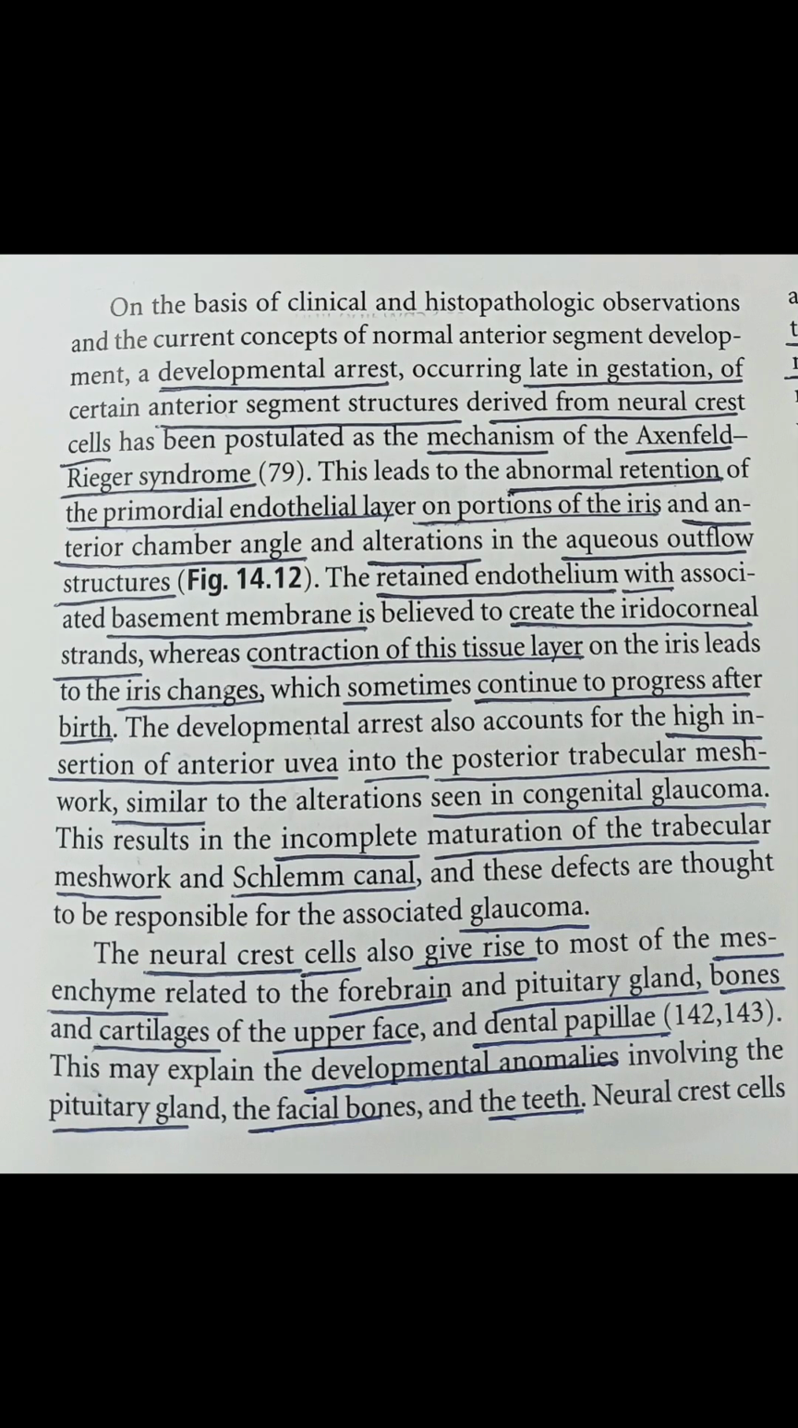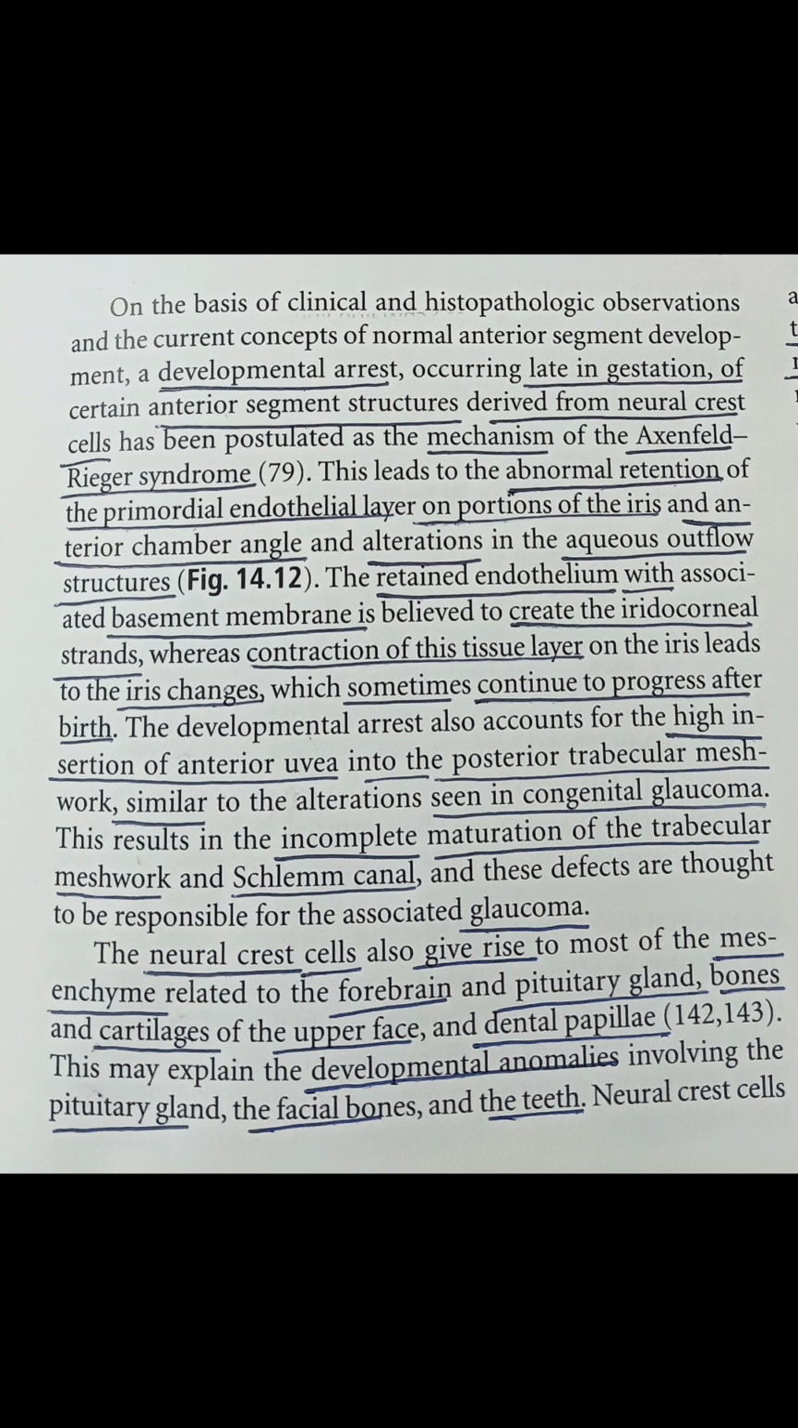On the basis of clinical and histopathologic observations and the current concepts of normal anterior segment development, a developmental arrest occurring late in gestation of certain anterior segment structures derived from neural crest cells has been postulated as the mechanism of Axenfeld-Rieger syndrome. This leads to the abnormal retention of primordial endothelial layer on portions of the iris and anterior chamber angle and alterations in the aqueous outflow structures.